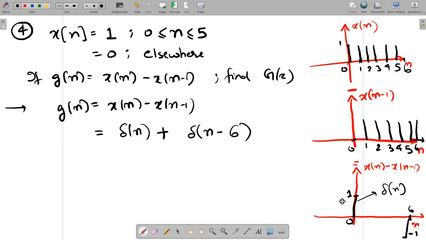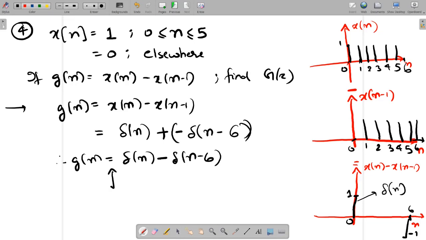So, delta n is this sample, delta n minus 6 is this sample, but this is transformed across the x-axis in this way, that is multiplication by minus 1. So, if you multiply this signal by minus 1, you will get a reversal across your x-axis. So, you have to multiply it by minus 1. So, what is g of n? G of n is delta n minus delta n minus 6. Therefore, this is your g of n.